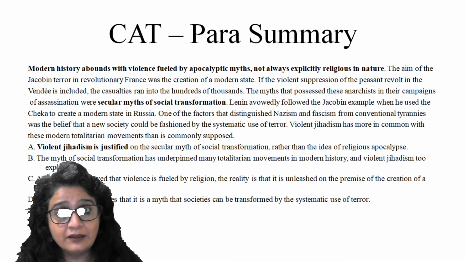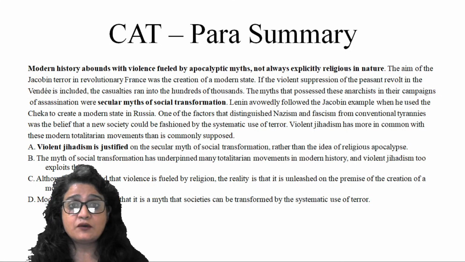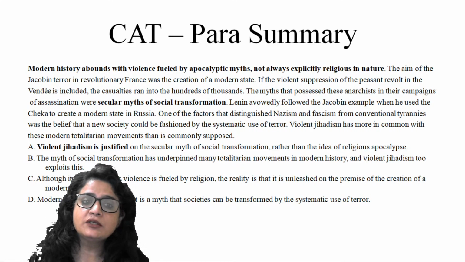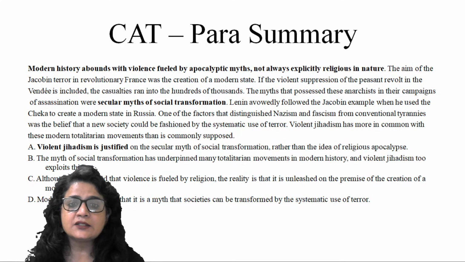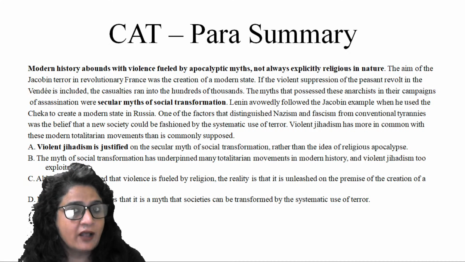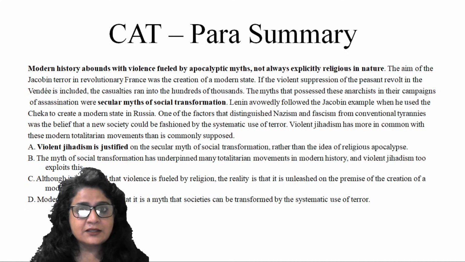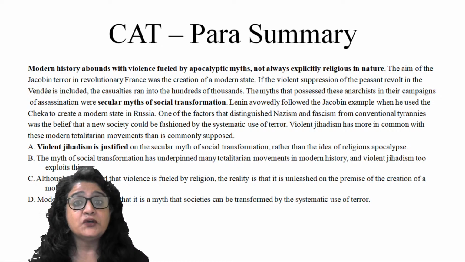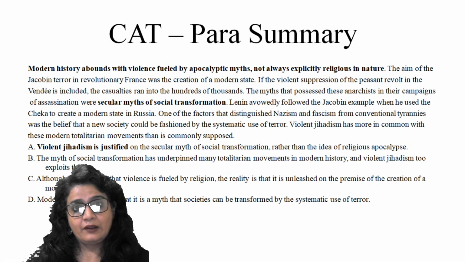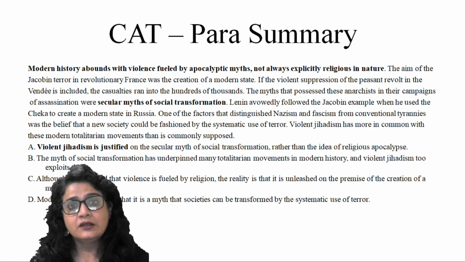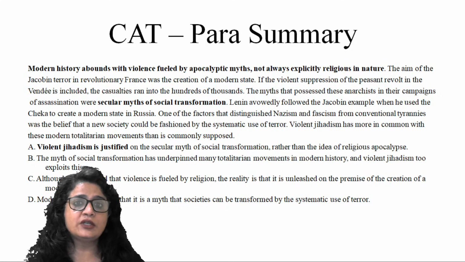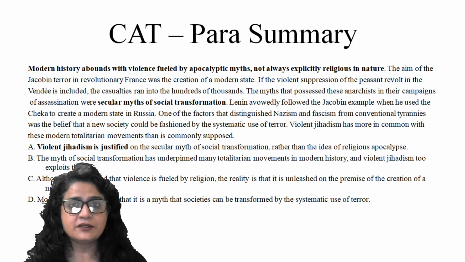Violent jihadism, another example, but this forms the basis of his argument. Violent jihadism has more in common with these modern totalitarian movements than is commonly supposed. So jihadism is more akin to these totalitarian movements than religious ones. The commonly supposed thought that religion is behind jihad is wrong. Behind this whole jihadism is also a totalitarian, fundamentalist government. Alright? So this is the whole idea.